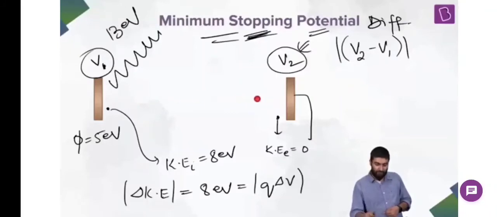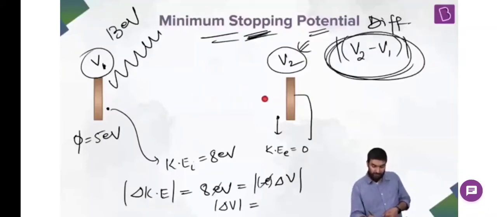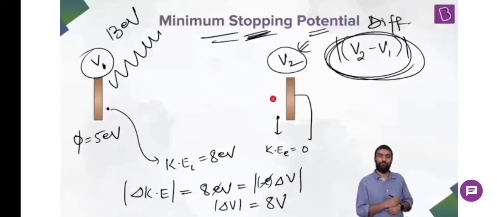But then again, what do we have here? We have e only, so this is going to cancel out. So mod of delta V, which is basically what the question asks, is turning out to be 8 volts.